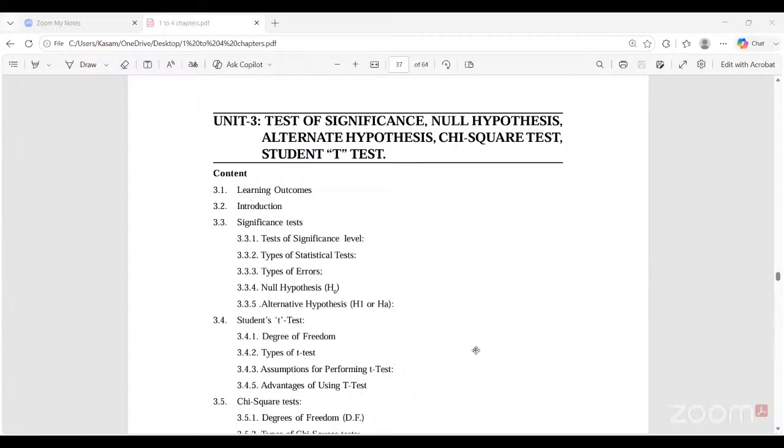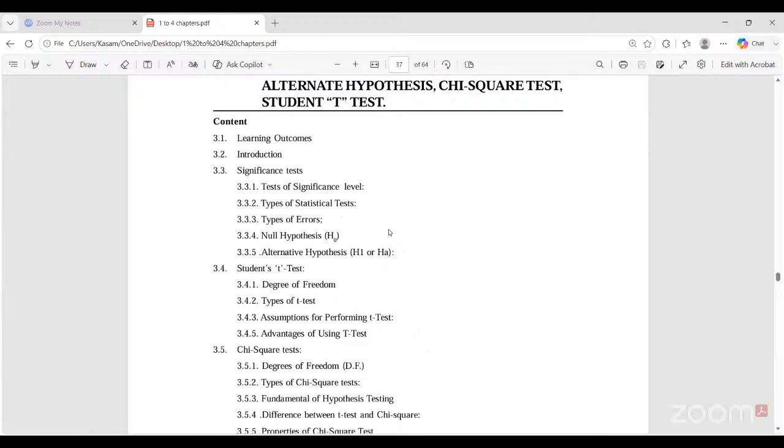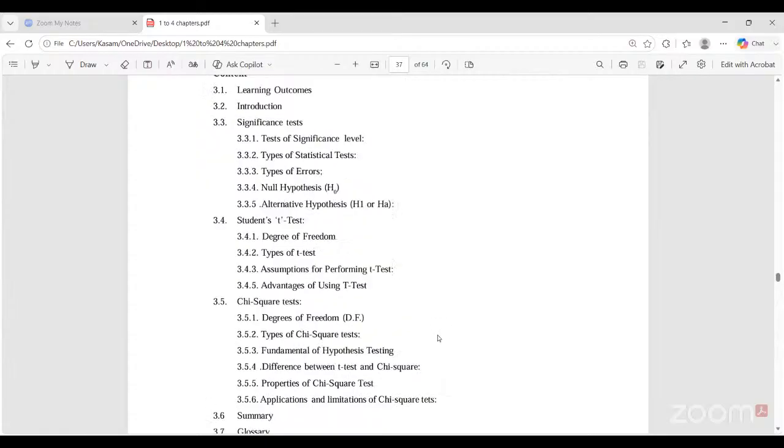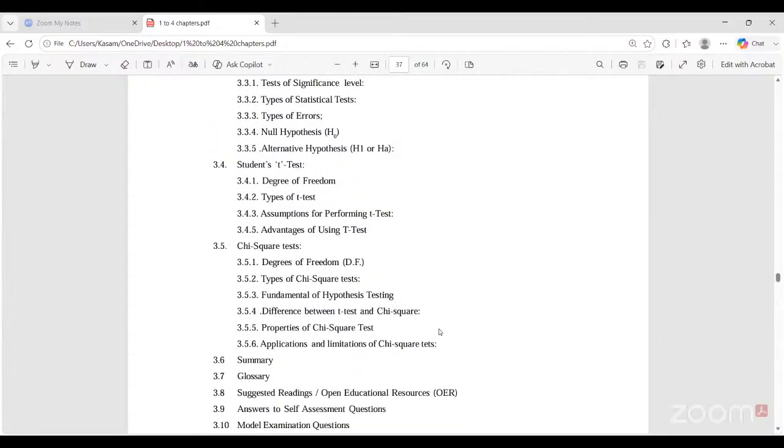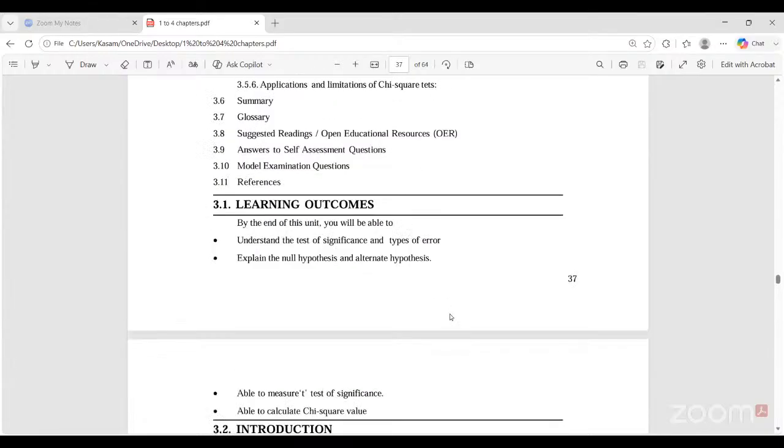Good evening all. Today we are discussing testing of significance, null hypothesis and alternative hypothesis, chi-square test and student t-test. In the testing of significance, we cover types of statistical errors, null and alternative hypothesis, degrees of freedom (DF), types of t-test, assumptions of performing the test, advantages of using the t-test, designs of degrees of freedom, types of chi-square test, fundamentals of hypothesis testing, and properties of chi-square test.